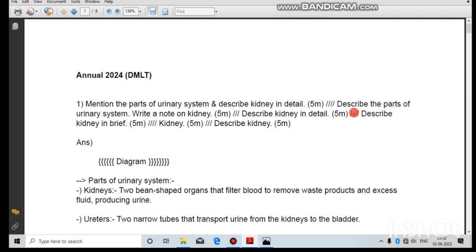So students, now we have completed all the question answers from Section A, anatomy. In my next video, I will be discussing Section B, physiology, 5 marks question answers.